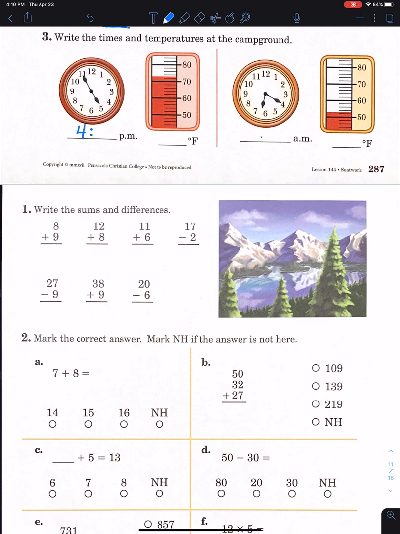And how many minutes are past 4? Well, we count by 5s. 5, 10, 15, 20, 25, 30, 35, 40, 45, 50, 55. It's 4:55.